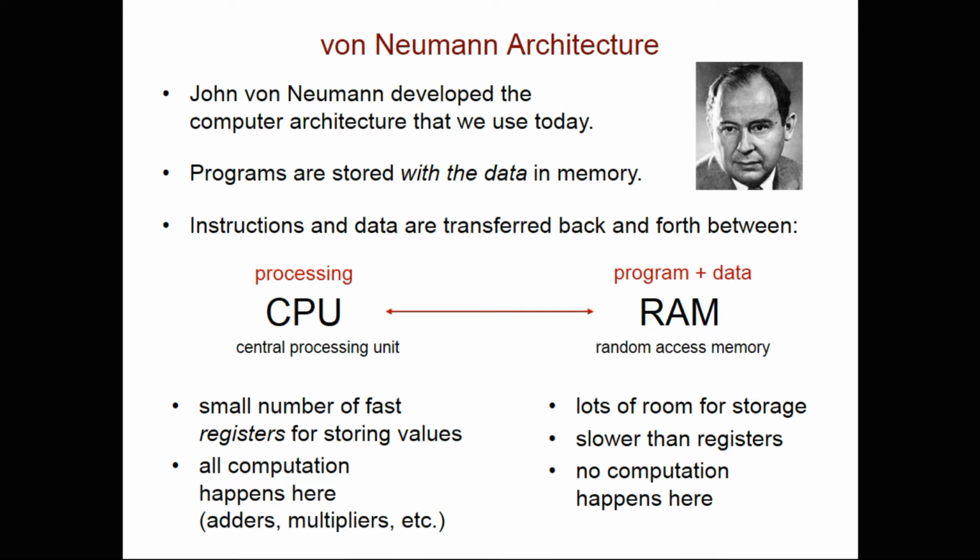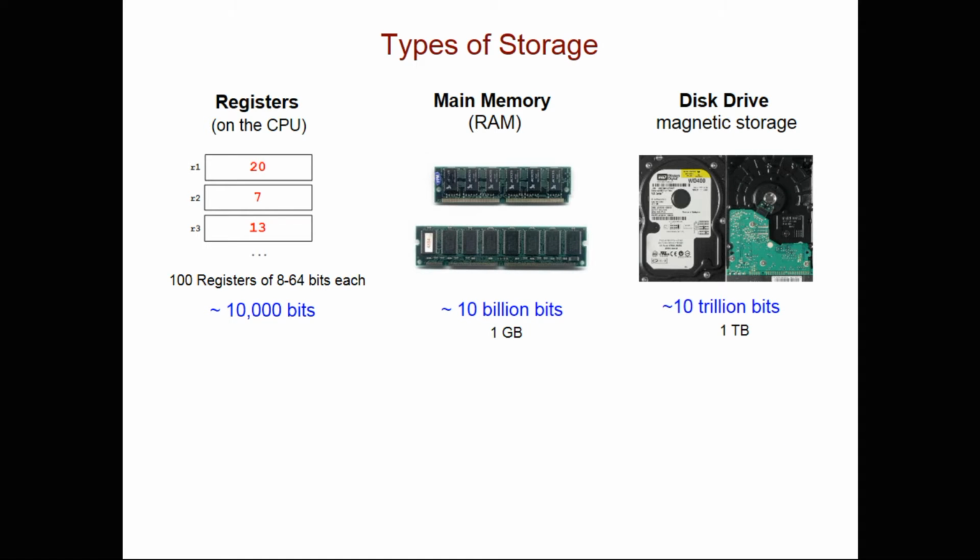Therefore, all the computations happen in the CPU, working with registers. Register values are loaded from RAM, or random access memory, which has a lot of storage, but it is a lot slower than registers, and no computations happen in RAM. We call RAM random access memory because the cost of accessing all the parts of this memory is the same.